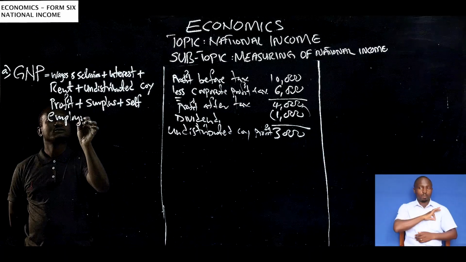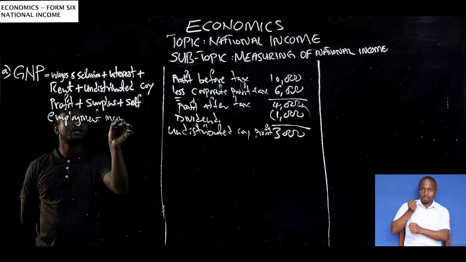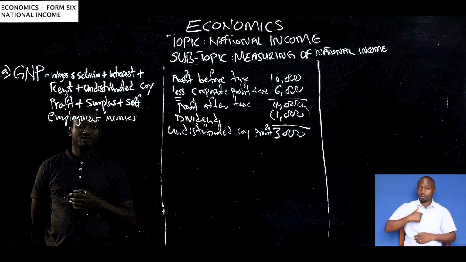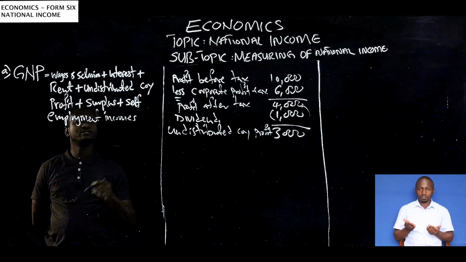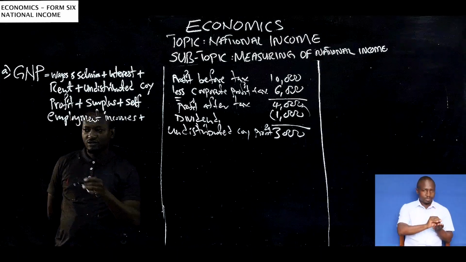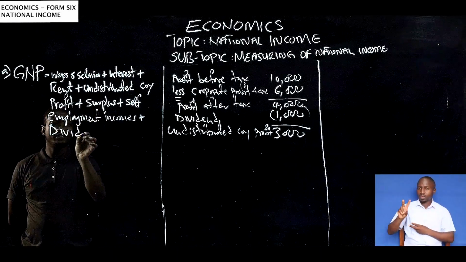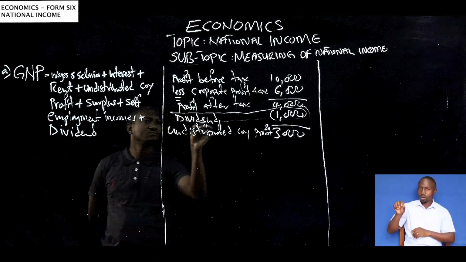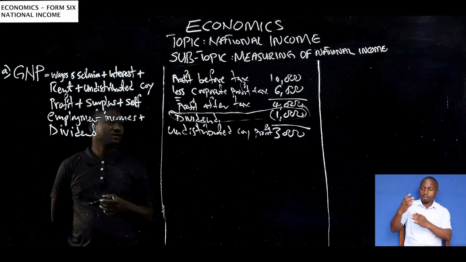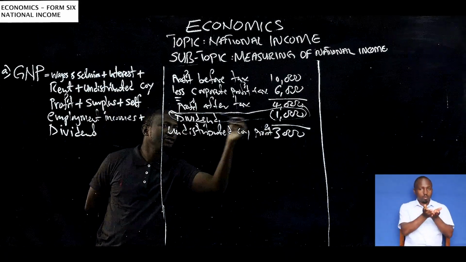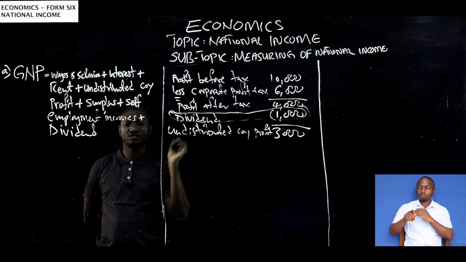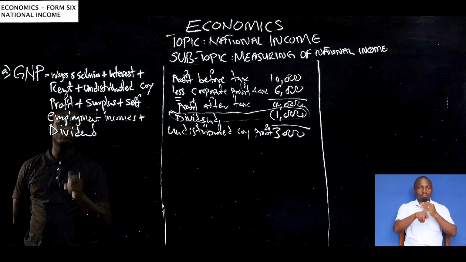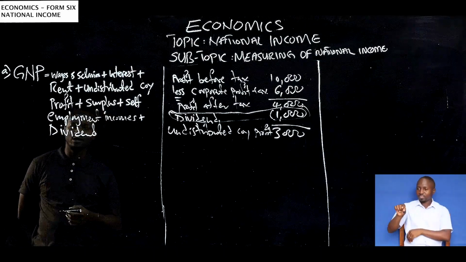We add self-employment incomes. Incomes from people who have employed themselves. Income from self-employment. We add dividends. Dividend is the part of income to shareholders, a part of profit shared with shareholders of the company. So dividend is income of shareholders of the company. So we have to add it when we find GNP.